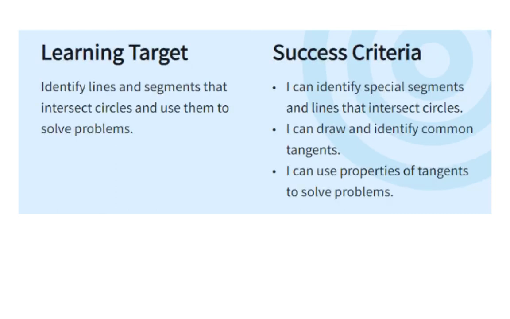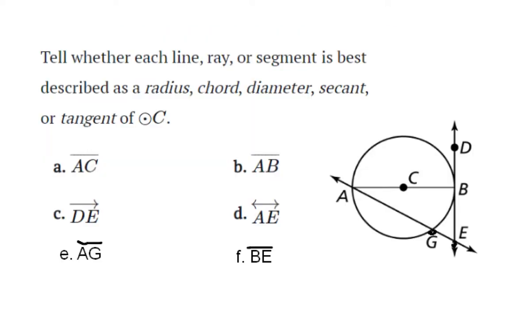So we're running through Chapter 10, Lesson 1 today. We're going to look at identifying lines and segments, talking about those parts of circles that we looked at yesterday on our green sheet, looking at special segments within a circle, and looking at tangents and common tangents, and then using the properties of tangents to solve some circle problems.